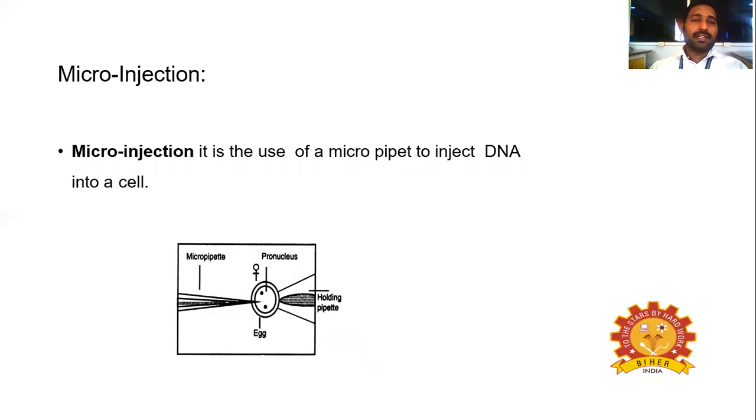This is another method for gene transfer, microinjection. Microinjection uses a micropipette to inject DNA into the cells. Here you can see the micropipette, which contains the vector molecule, and this recombinant vector molecule will be precisely delivered into the exact cells. That is possible using a microscope.